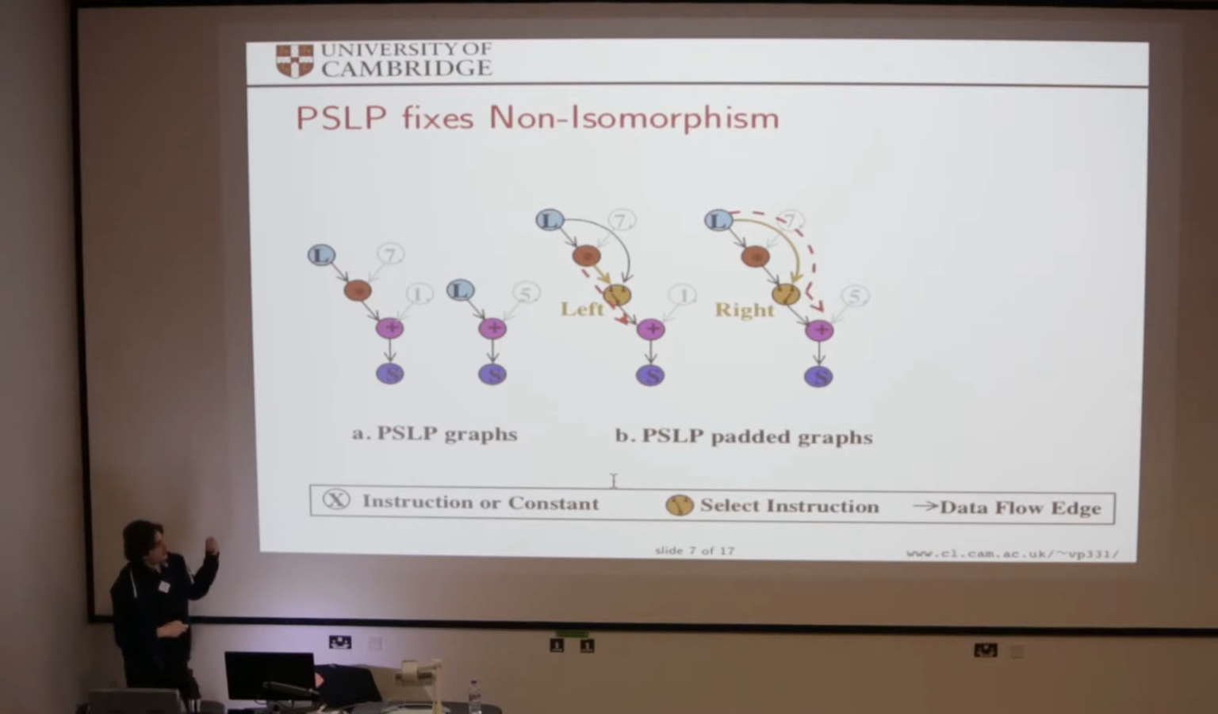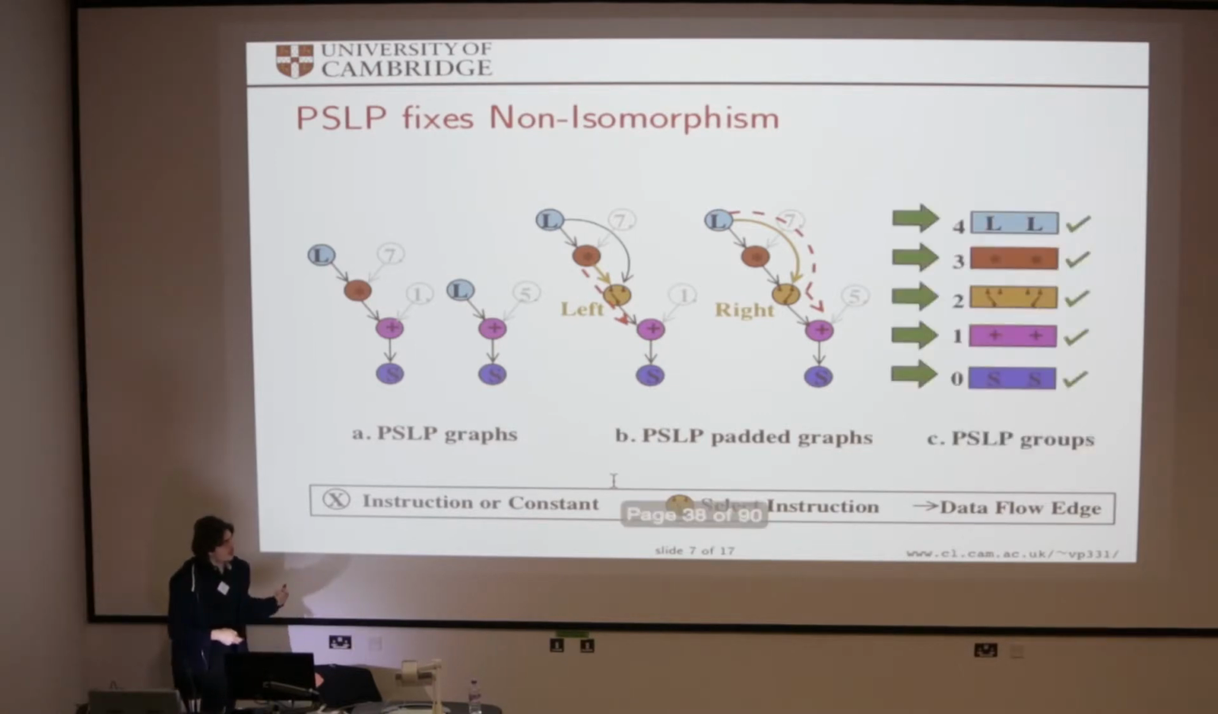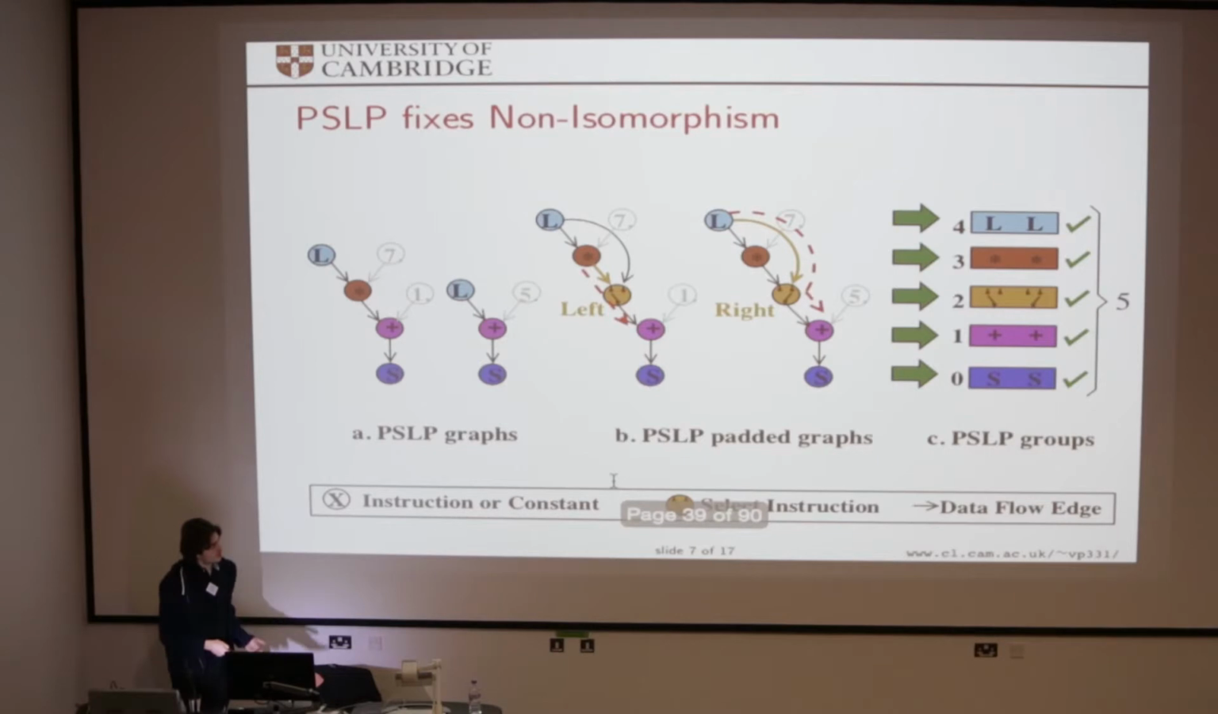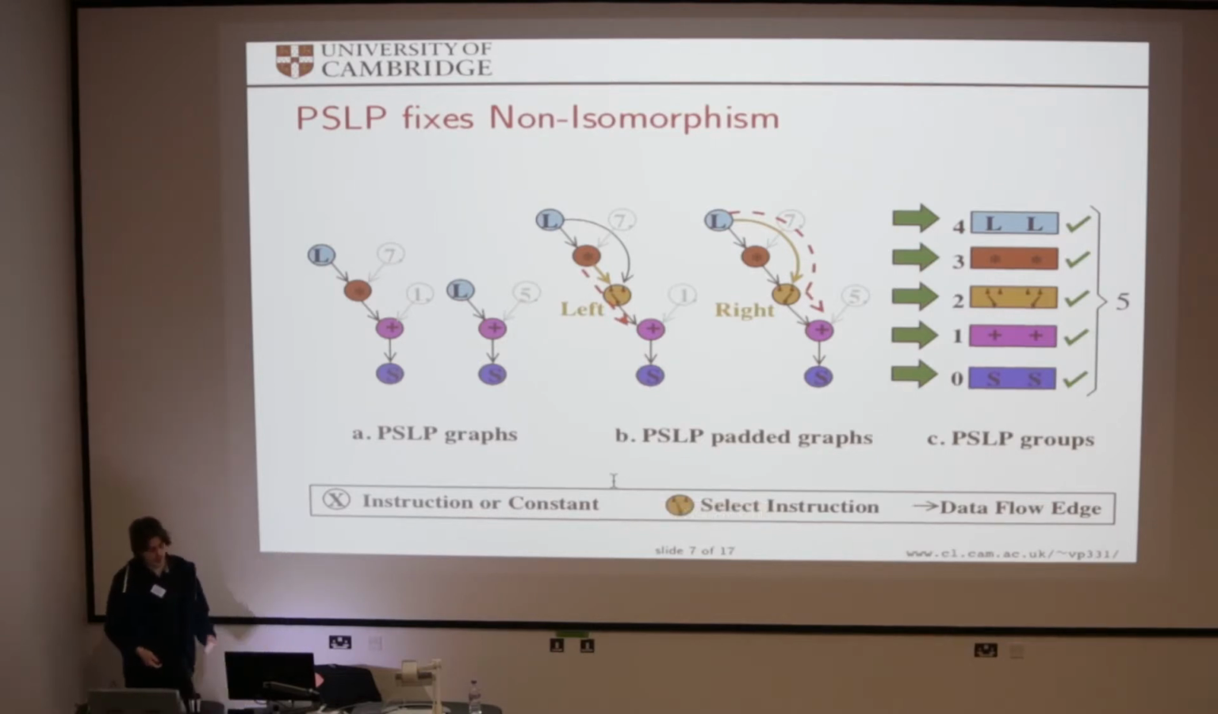So if you generate this code and you feed it to the vectorizer, the vectorizer will be perfectly happy to vectorize it, and its cost is 5. So it's less than the cost we had previously.